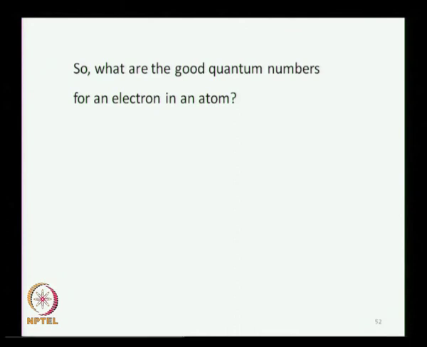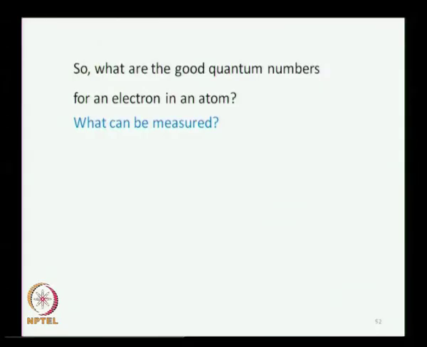This is what you mean by a good quantum number in quantum mechanics. In quantum mechanics, you have numbers which have their virtues and vices. These are good quantum numbers because you can carry out corresponding measurements. These measurements are compatible with each other.